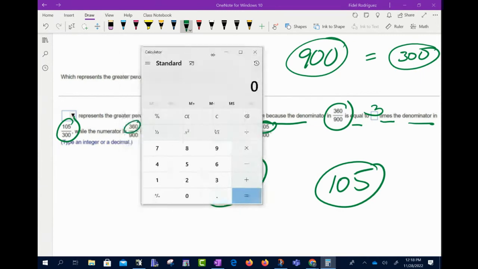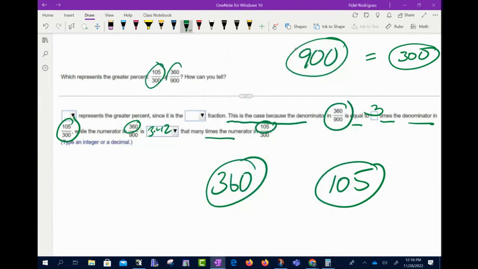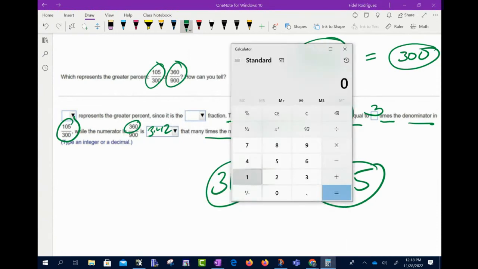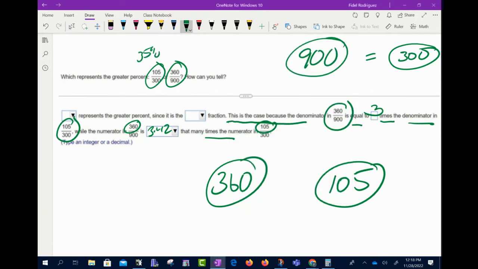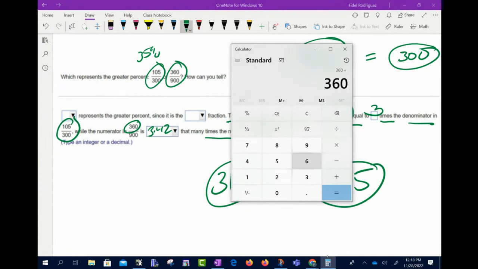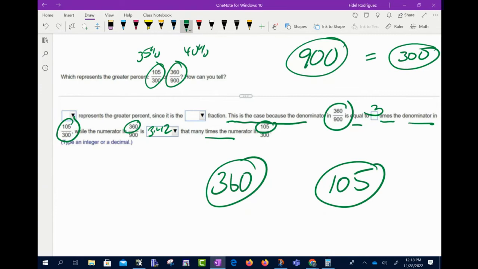I'm going to do it like this, y'all. If I wanted to figure out which is the greater percent, what I would probably do is ask, what's 105 divided by 300? It's 0.35. That means this one here is 35%. What is 360 divided by 900? It is 0.4, which is 40%. So which one is bigger? Well, the 360 over 900, since it is the greater fraction.